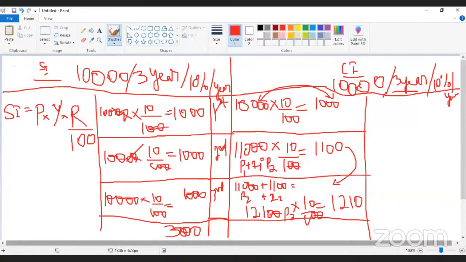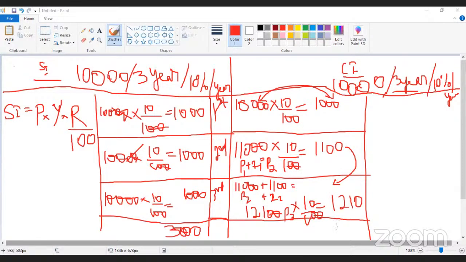In the compound interest case, 10,000 times 10 by 100 gives an interest amount that should be added to the principal amount. That will be the second year's principal amount, 11,000. Then 11,000 times 10 by 100 gives 1,100. This is what is called compound interest: adding the principal amount and the interest amount and taking it as the principal amount for the next year. So 11,000 plus 1,100 gives the principal amount for the third year, 12,100. Finding the same 10% gives 1,210. This is the stepwise process we follow.